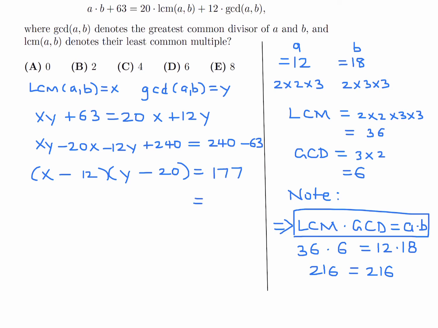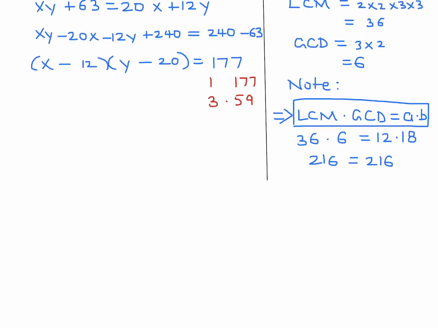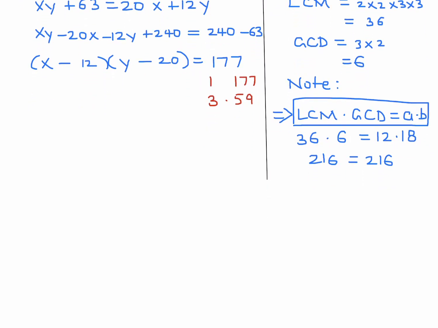Now 177 can be written in a couple ways. The first, of course, is just 1 times 177. The other way is 3 times 59. So this and this can be equated in a few ways, and we have a few scenarios here. Either x minus 12 is 1 and y minus 20 is 177. That would give me x is 13 and y is 197. So my x, y here would be 13 and 197.